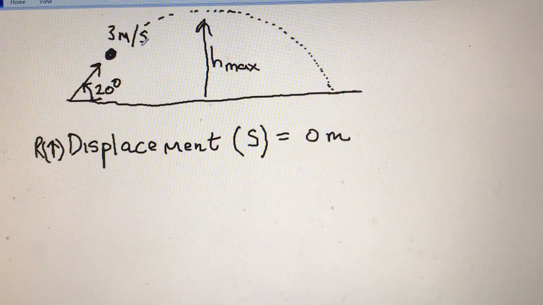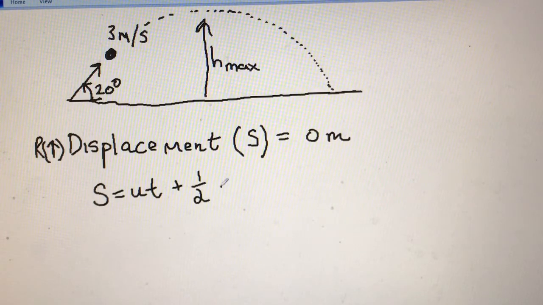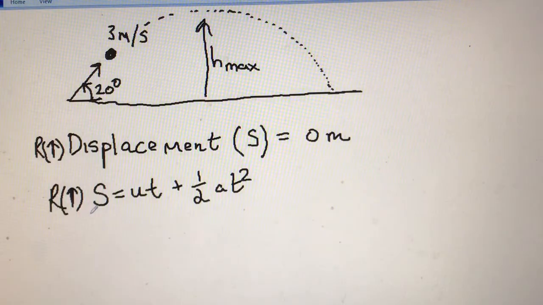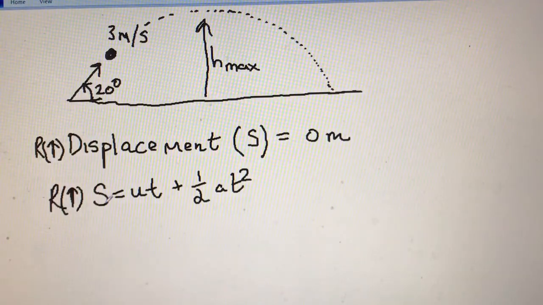Now, if you know that displacement is equal to 0, we can apply the equation S equals ut plus half at squared. Again, we're looking at the vertical motion, and it's going to be quite straightforward. All we need to do is look at S. The S value is going to be equal to 0.